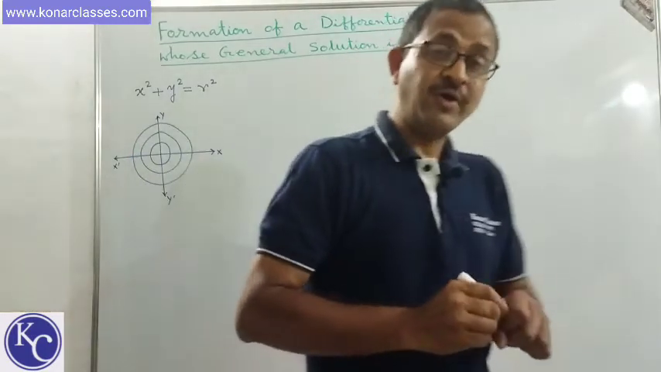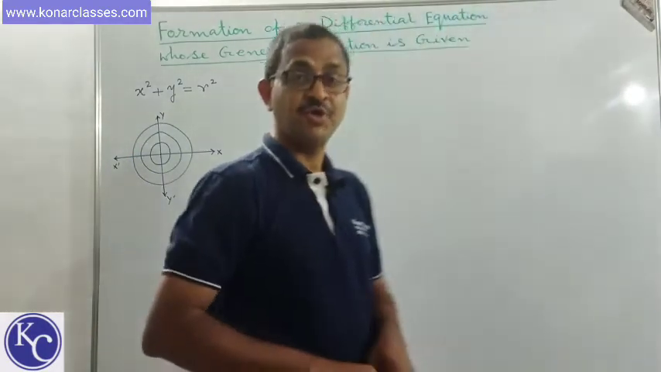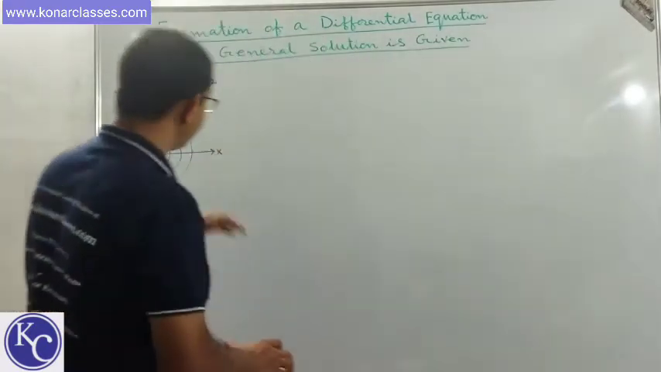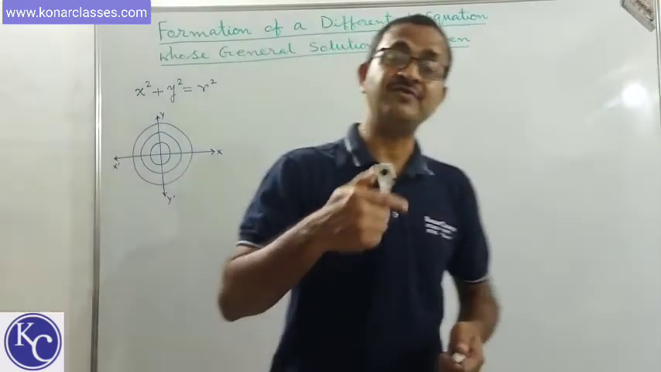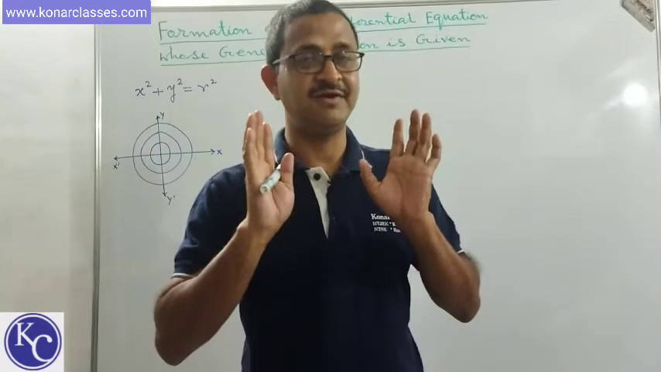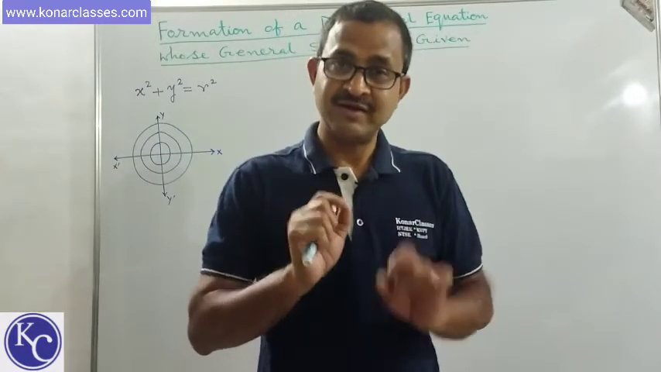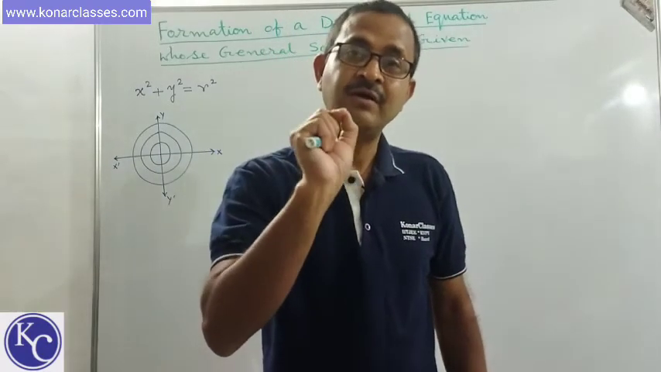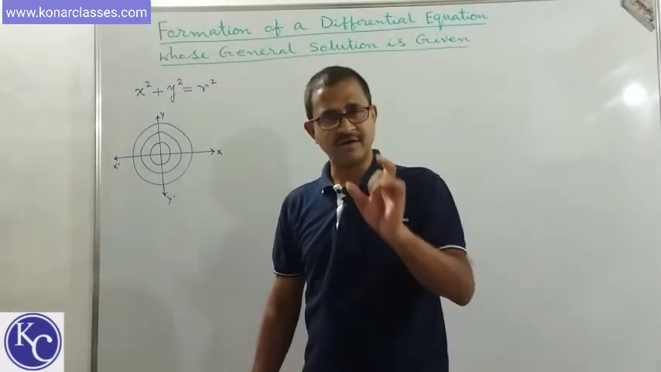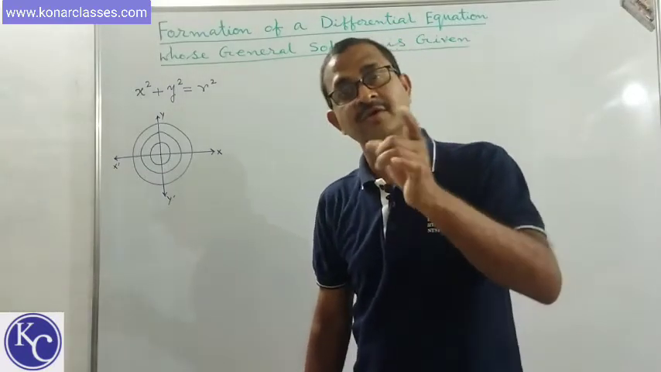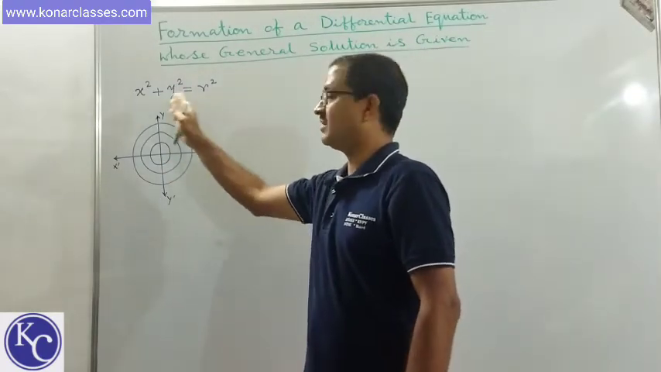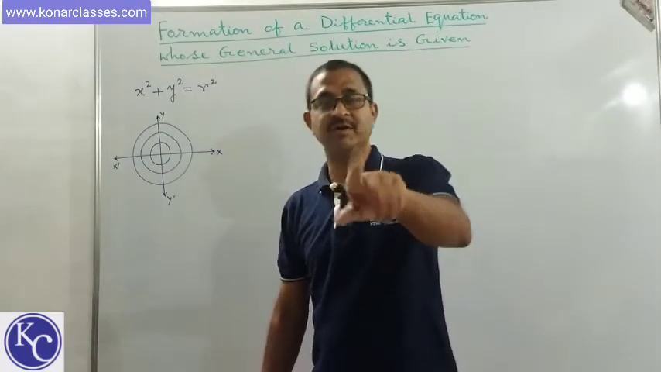What we are going to do? We are going to form a differential equation whose general solution is this. This is the general solution. So to find the differential equation whose general solution is given, we have only one task in our hand. What is that? That is the removal of the arbitrary constant. If you see in this equation, what is the arbitrary constant? r. So our task is to remove that r. And how we are going to remove it? By differentiating both the sides of this equation with respect to x.